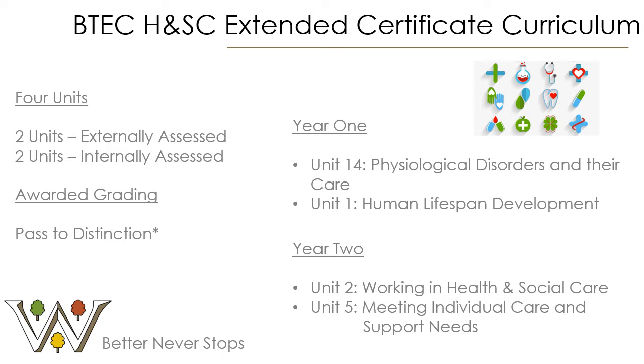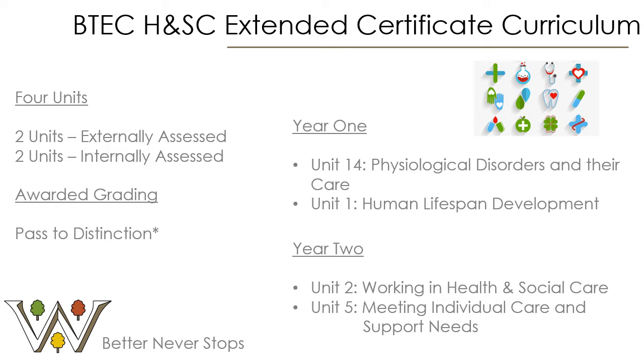2 units are externally assessed in the form of written examination. This is where the exam paper is made up of short and extended questions over a set period of time, and 2 units which are internally assessed through the form of assignments. The overall awarded grading for this course is a pass to distinction star.